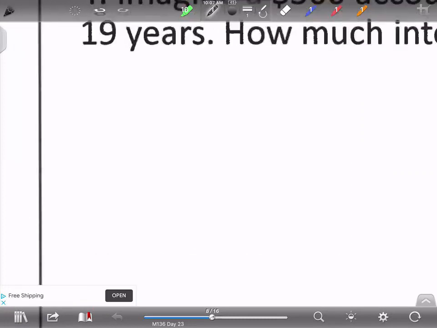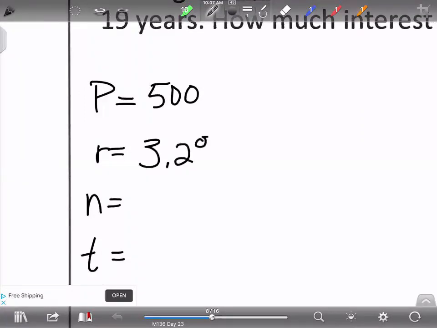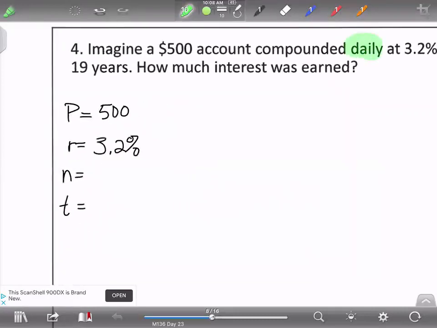So we're still going to start out finding the principal, the rate, the number of times it's going to be compounded, and the time. So P, the amount of money invested, your principal is $500. The interest rate, R, is 3.2%. The number of times that it's compounded, it says daily. So you need to know that there are 365 days in a year. And the time frame is 19 years.